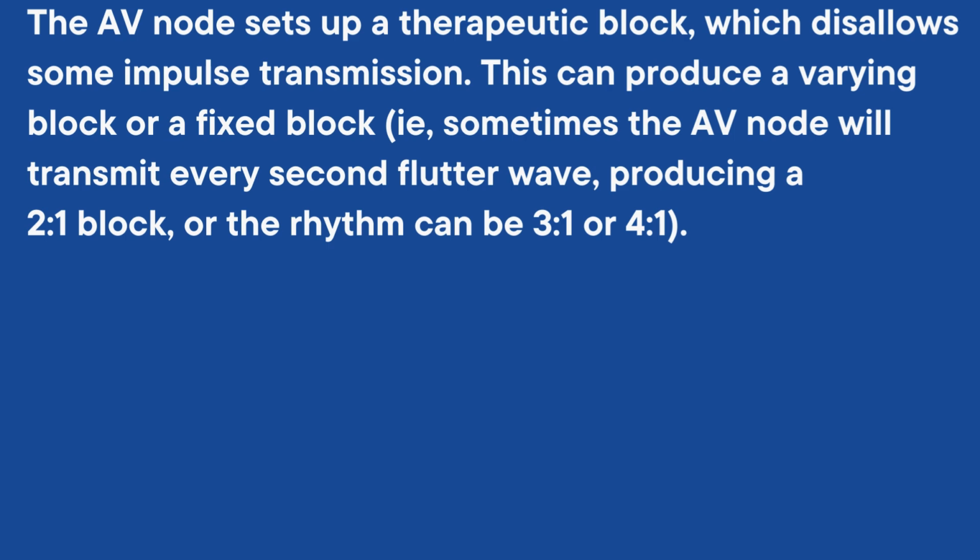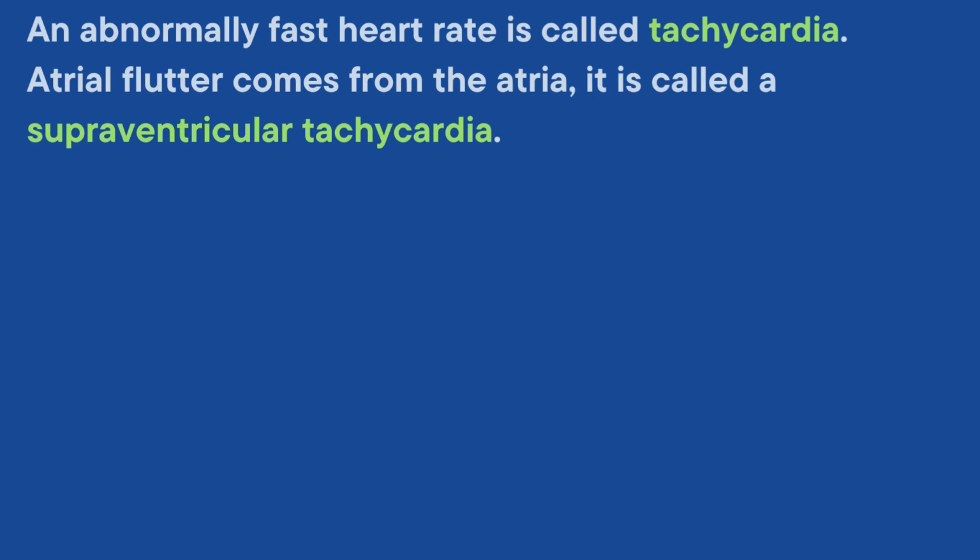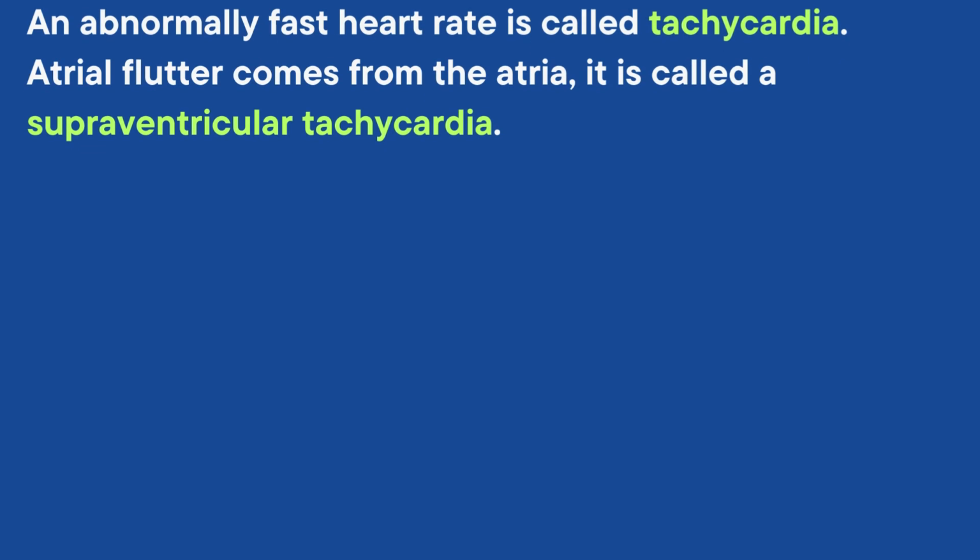That is, sometimes the AV node will transmit every second flutter wave, producing a 2:1 block, or the rhythm can be 3:1 or 4:1. If the AV node conducted 1:1, then the outcome would be a ventricular rate of about 300 beats per minute. The patient would rapidly deteriorate. An abnormally fast heart rate is called tachycardia. Because atrial flutter comes from the atria, it is called a supraventricular tachycardia, meaning above the ventricles, that is supraventricular.